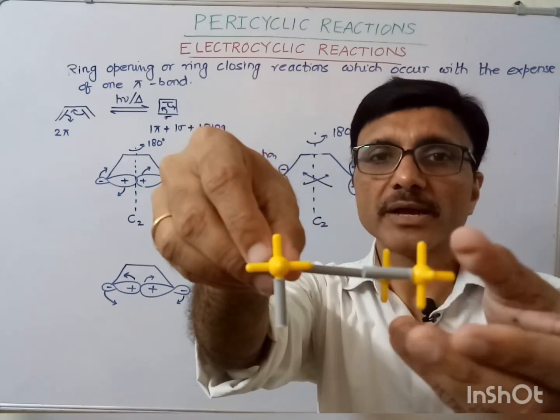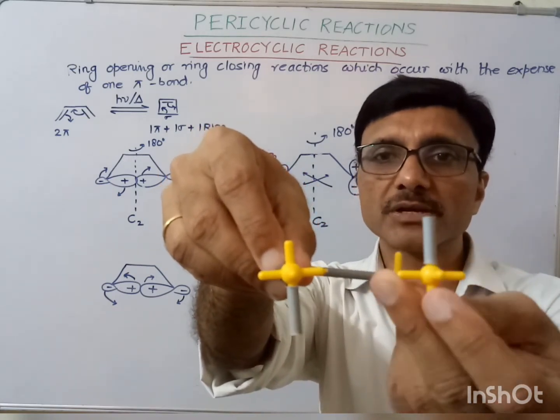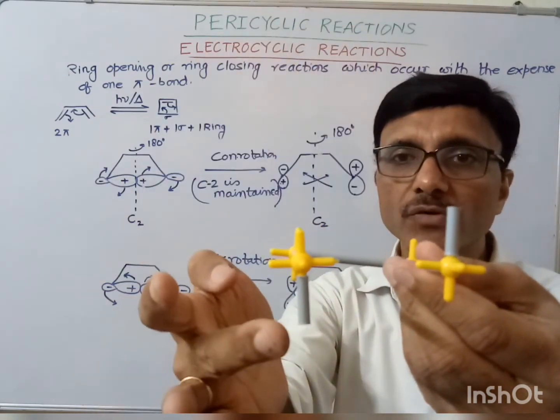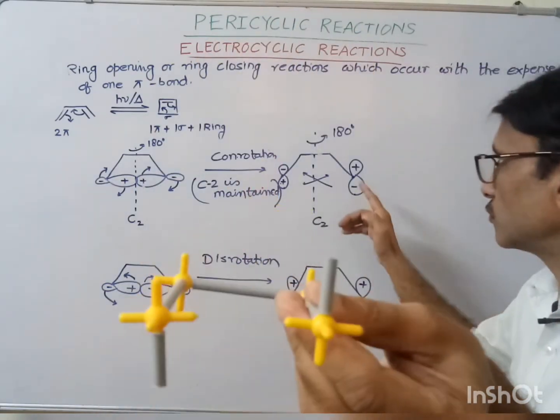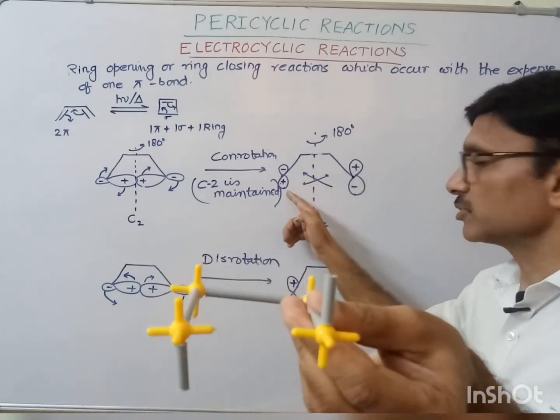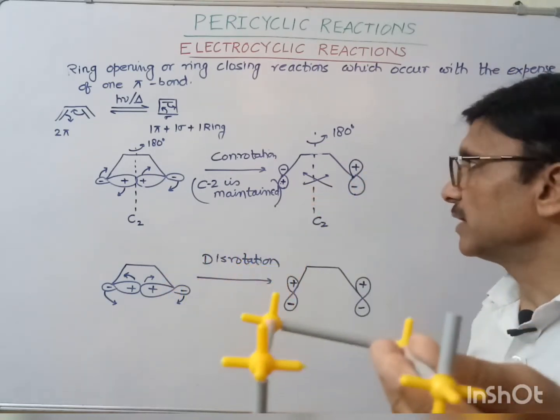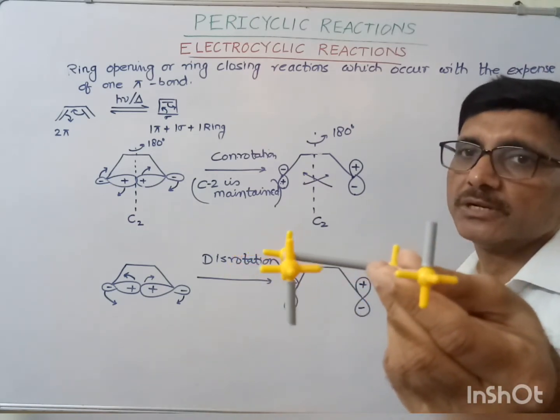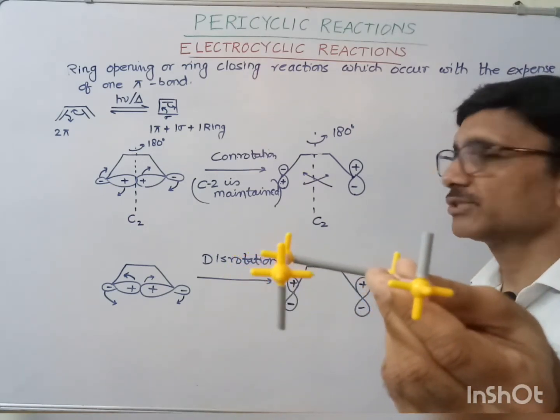This moves in this direction, and this also moves in this direction. So what you see is, here the positive is up, and here the positive is down. So on one side positive is up and on the other positive is down. Okay, so this is called the ring opening reaction.